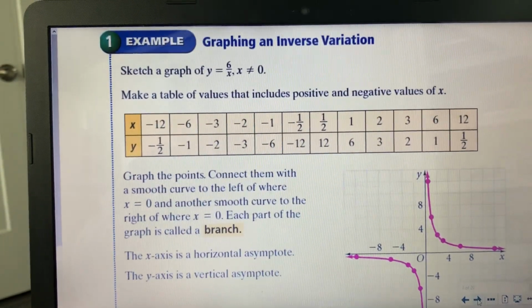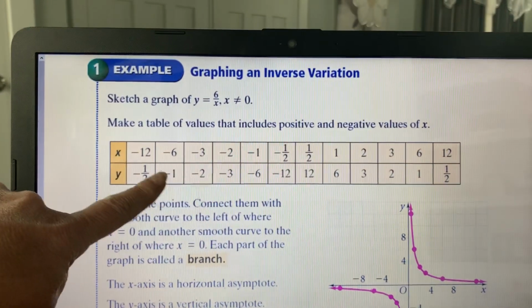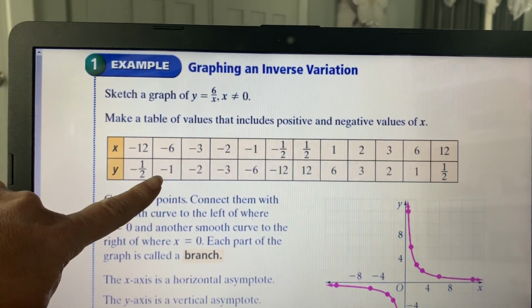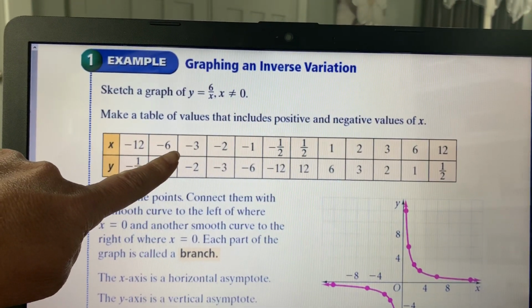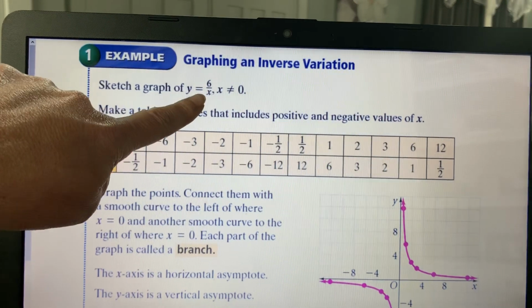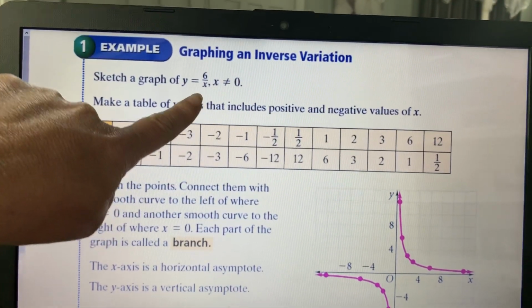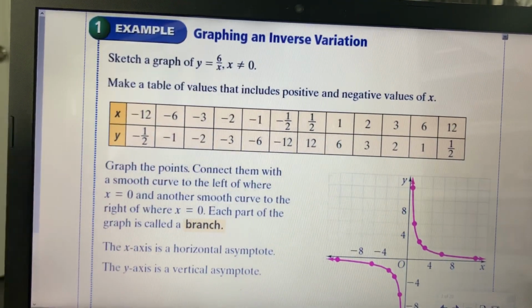When you plug in negative 12, you get negative half. When you plug in negative 6, 6 over negative 6 is negative 1. When you plug in negative 3, 6 over negative 3 is negative 2. When you plug in negative 2 right here, you get negative 3. When you plug in negative 1 right here, you get negative 6, and so on.